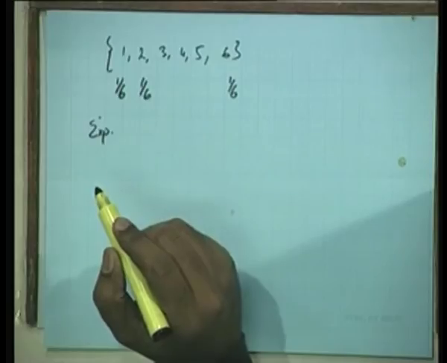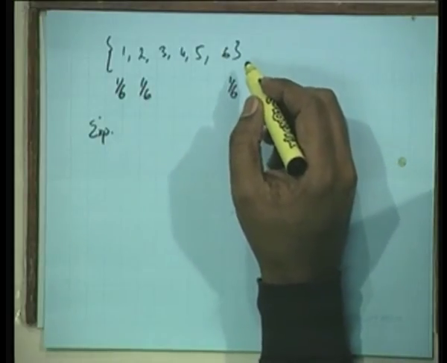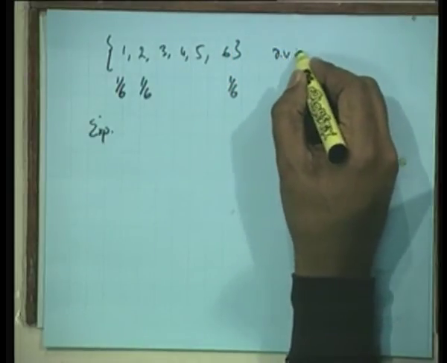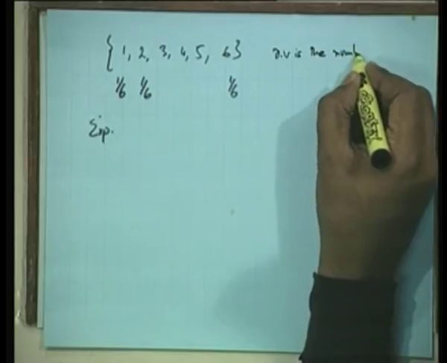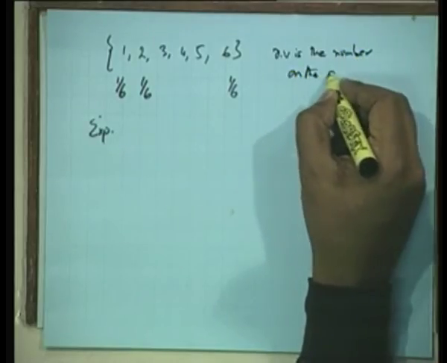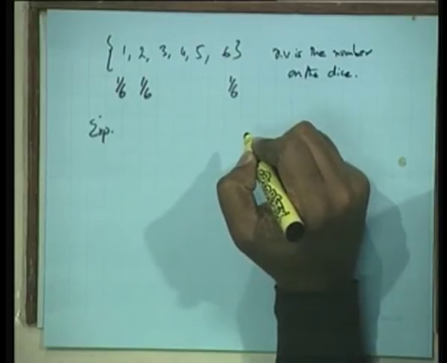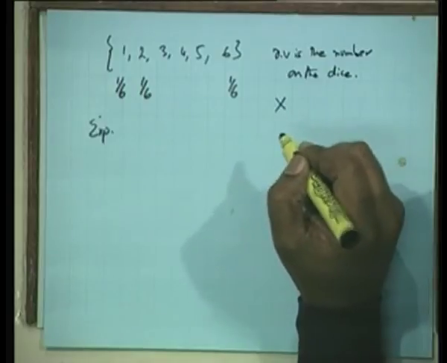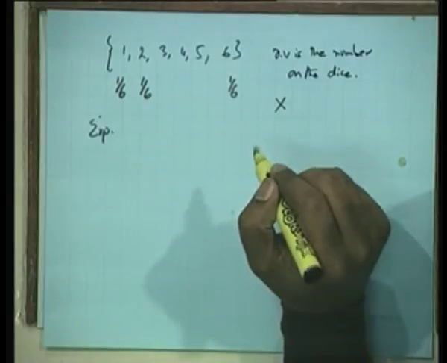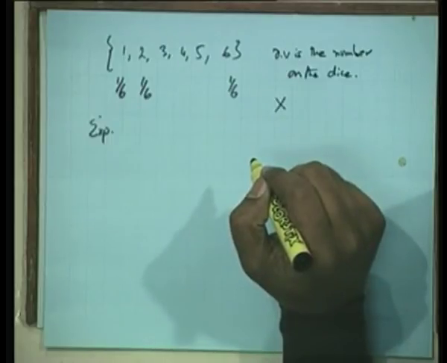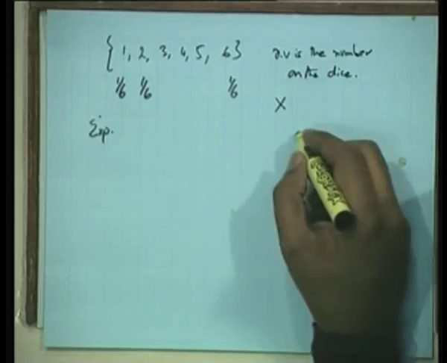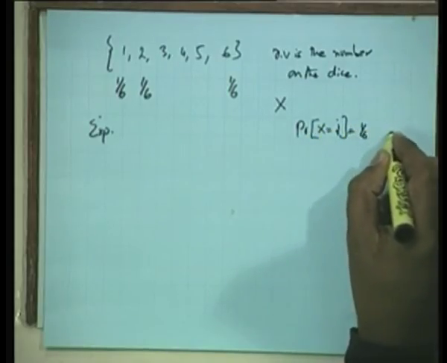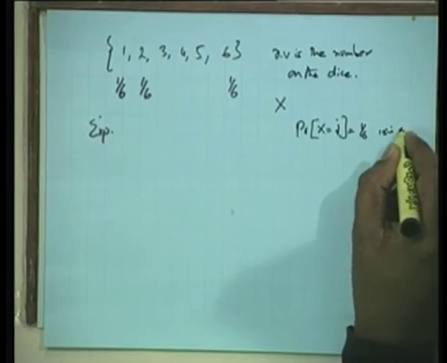Expectation is defined as, so what is the random variable? The random variable is the number that comes, the number on the dice. So this random variable, let's call it X. This random variable takes 6 different values. Each value it takes with the probability of 1 over 6. Probability X equals i equals 1 by 6, for i between 1 and 6.